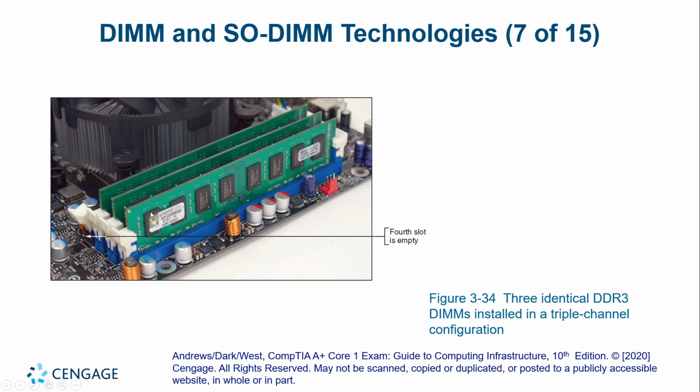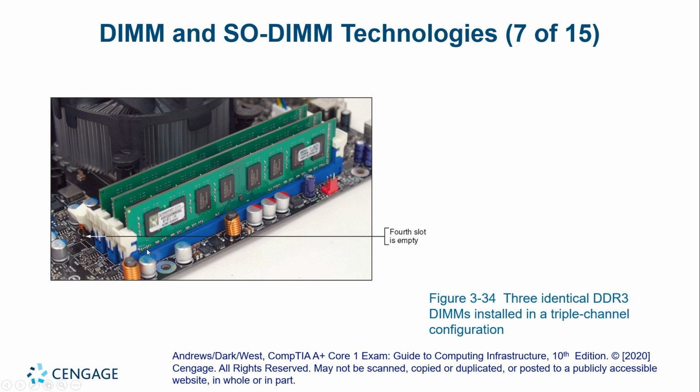This would be DDR3 installed in a 3 channel system. So you've got basically 1, 2, 3. So you've got 6 total sockets here: 1, 2, 3, 4, 5, 6. Channel 1 would be these two. Channel 2 would be these two. And channel 3 would be these two.